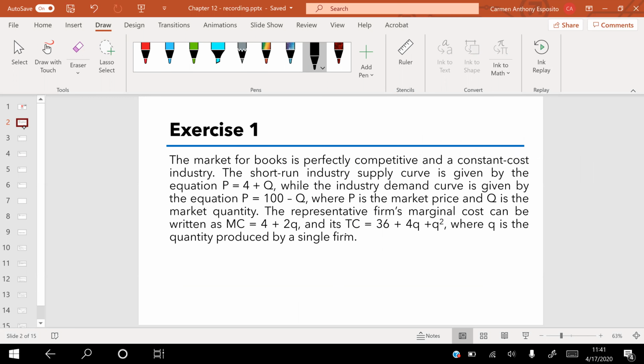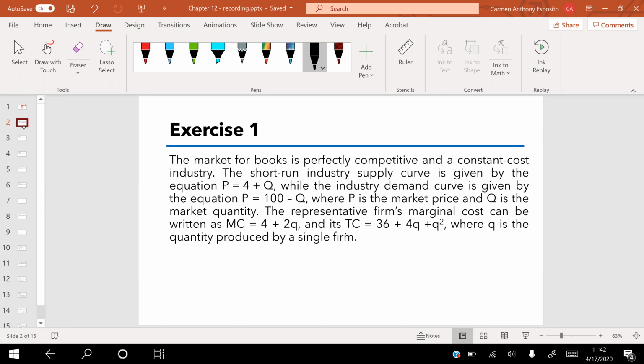So here we have the market for books is perfectly competitive and a constant cost industry. We're given some short run supply and demand curves. So here the short run industry supply curve is given by P equals 4 plus Q, while the industry demand curve is given by P equals 100 minus Q. P is the market price, capital Q is the market quantity.